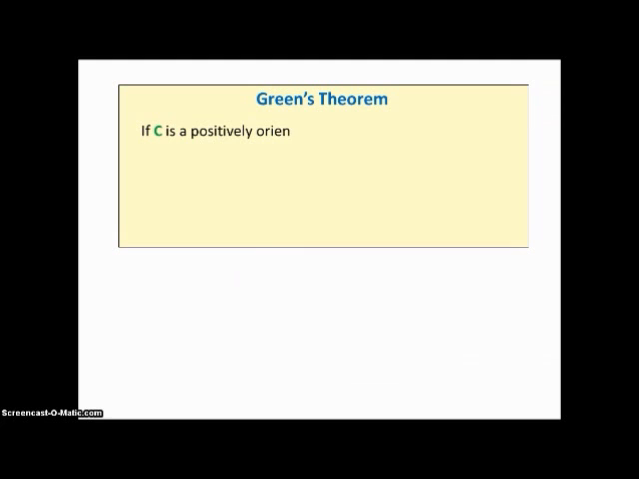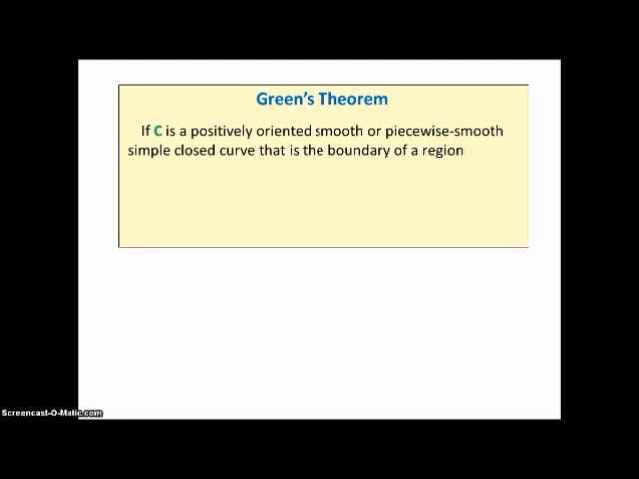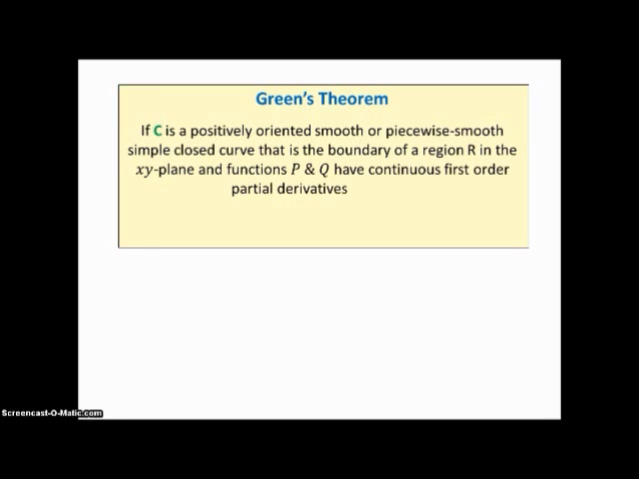Green's theorem. If C is a positively oriented smooth or piecewise smooth simple closed curve that is the boundary of a region R in the xy plane, and functions P and Q have continuous first-order partial derivatives on R, then we have this big theorem, which says you can take the line integral of P dx plus Q dy and instead compute the double integral on the region bounded by C using the partial derivative of Q with respect to x, which is kind of backwards, that's not intuitively obvious, minus the partial derivative of P with respect to y, and then integrate that with respect to the area of region R that's bounded by the curve C.